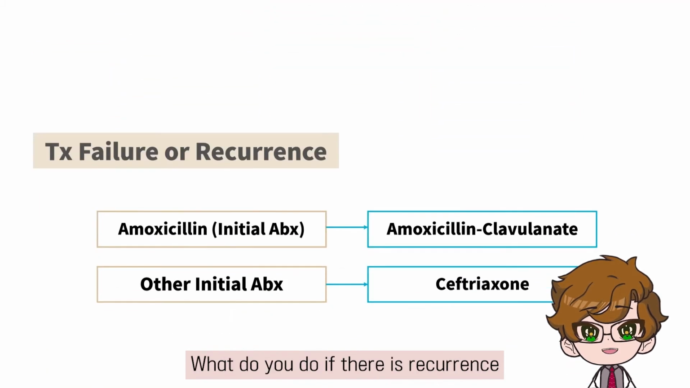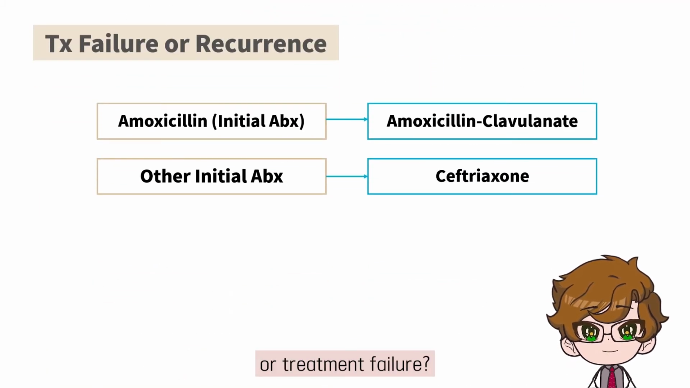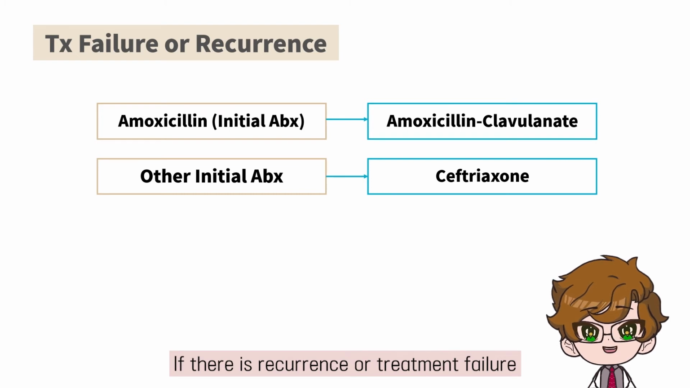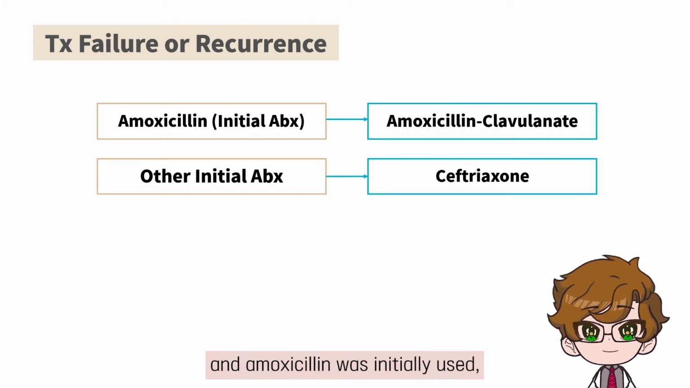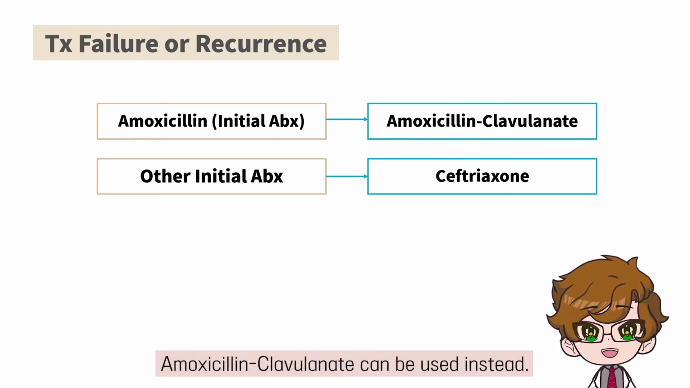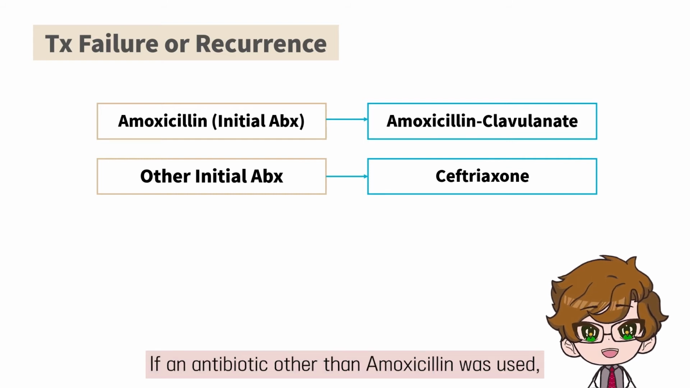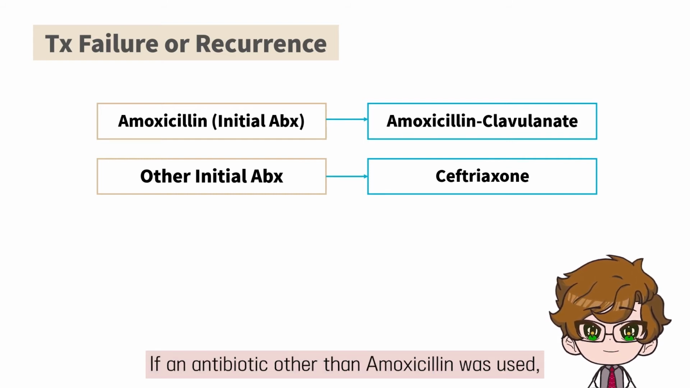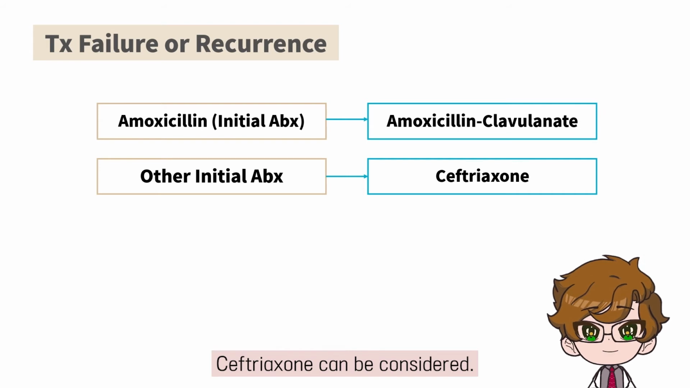What do you do if there is recurrence or treatment failure? If there is recurrence or treatment failure and amoxicillin was initially used, amoxicillin clavulanate can be used instead. If an antibiotic other than amoxicillin was used, ceftriaxone can be considered.